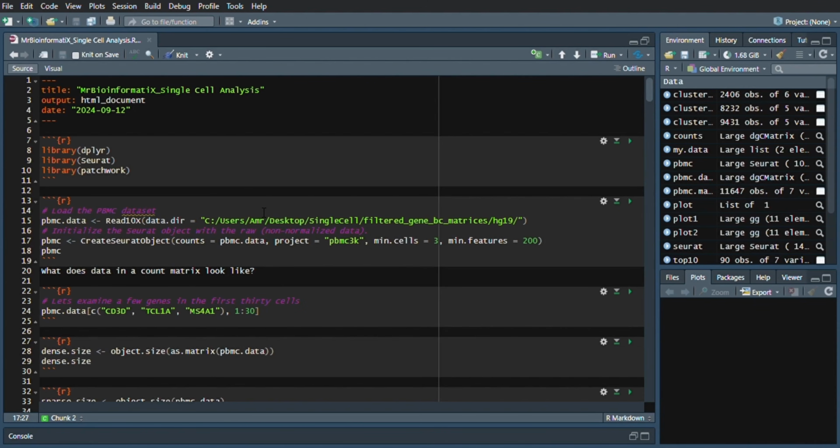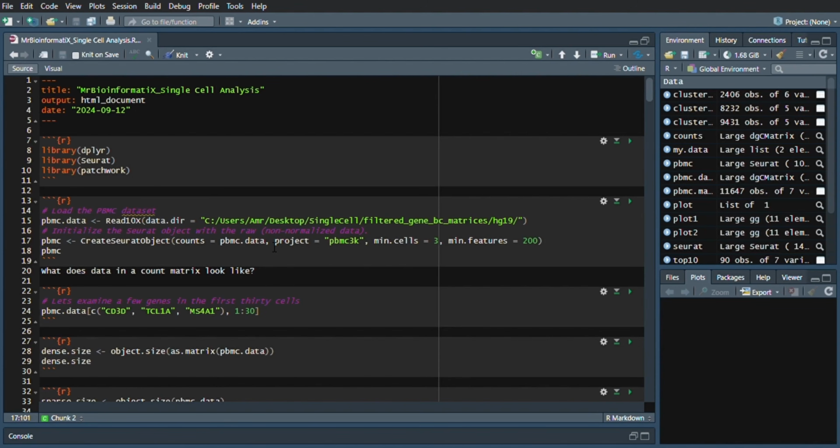CreateSeuratObject takes your raw data and sets it up for further analysis, and then counts. We provide the raw count matrix that we have just loaded, which is equal to pbmc.data, and then project. Here we call it pbmc3k. Min.cells is 3, and min.features is 200.